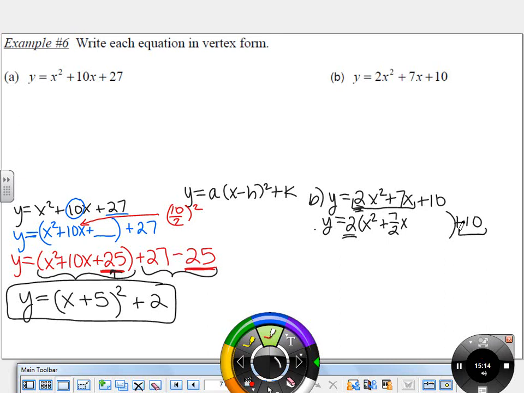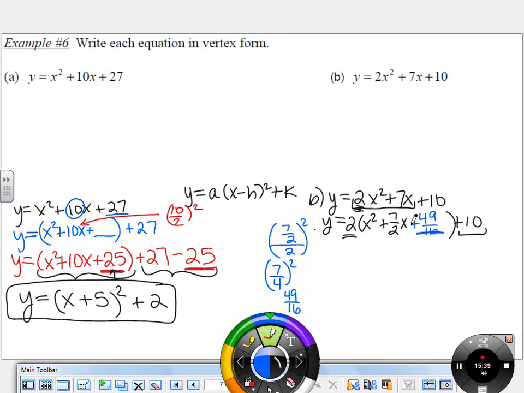Okay? Now, again, we're going to do what we did before. To figure out what we want to complete this square, we're going to take the middle term, which is 7 over 2. We're going to divide it by 2, and we're going to square it. So if you have to go back to the previous example about how we did 7 over 2 divided by 2, that gives us 7 over 4. And if we square that, we're going to get 49 over 16. So 49 over 16 is the amount that I'm going to add right here.